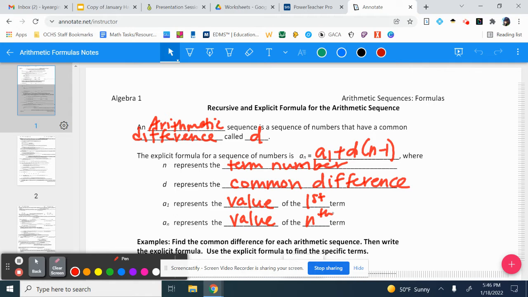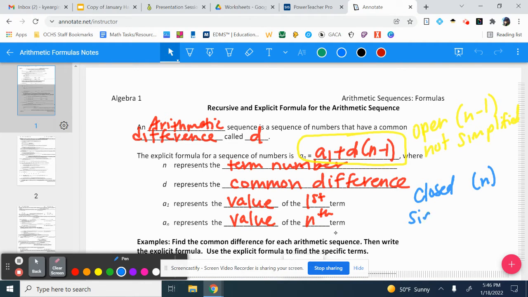We also talked about yesterday, for this explicit formula for arithmetic sequences, we could have an open or a closed version. We said that open version is exactly what we have here. And the reason we know that it's open is because it has the n minus 1 in it, and it is simply not simplified. If I have a closed version, we will have just an n in the problem, and it is simplified. And as we do some examples, you'll see differences between these two things.